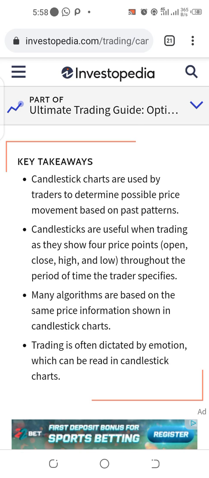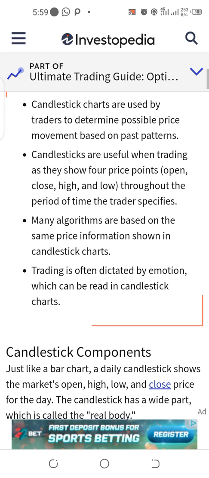Also, candlesticks are useful when trading as they show four price points. We have the opening, we have the close, we have the high, and we have the low, throughout the period of time the trader specifies. So, a candlestick also shows the opening price, the closing price, the high, and the low.